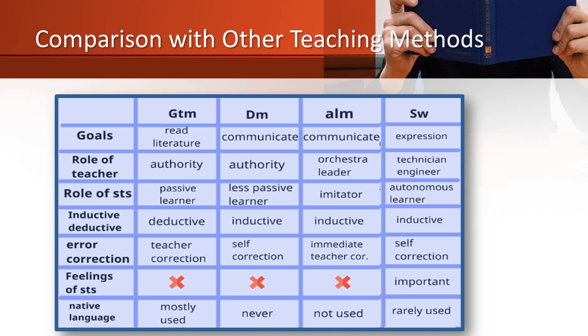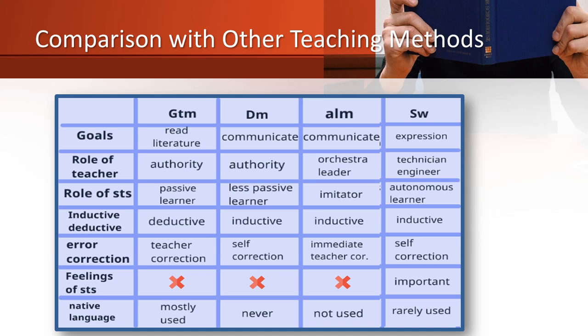If we discuss the role of the teacher in all these four methods, then the grammar translation method is totally teacher oriented, authority is of the teacher. Then in the direct method, the same. In audio lingual, the teacher is an orchestra leader, and in the silent way the work of the teacher is as a technician or engineer, we can say. And the role of the student in the grammar translation method: usually students are passive. In the direct method, we will find less passive learners in front of us. Then in the audio lingual method, the student is an imitator, but in the silent way we will find an autonomous learner trying to learn something on their own.